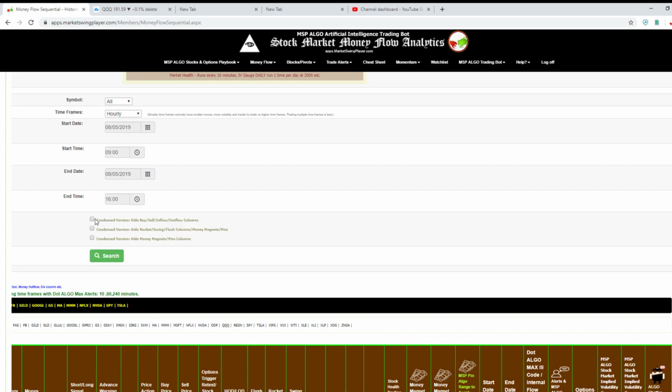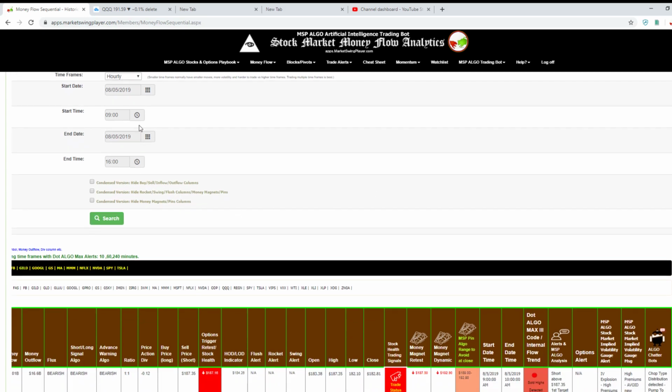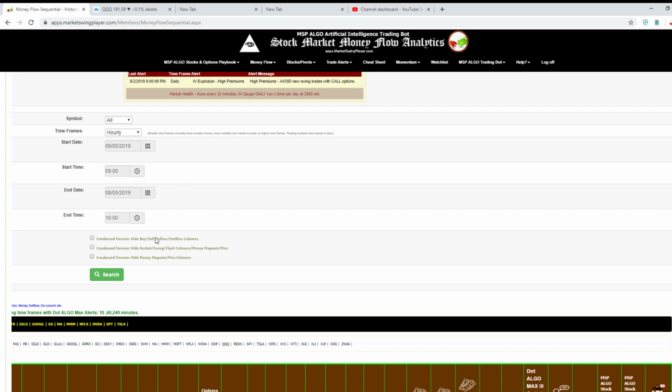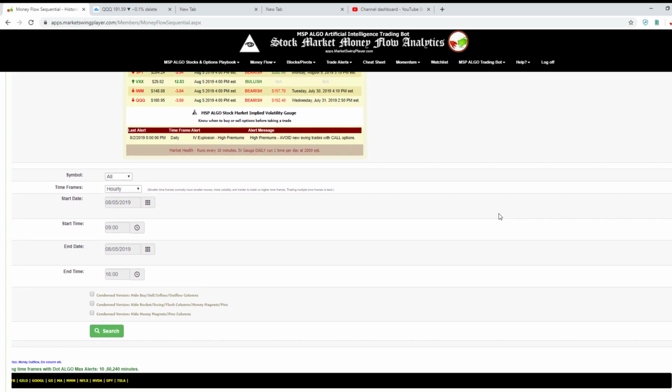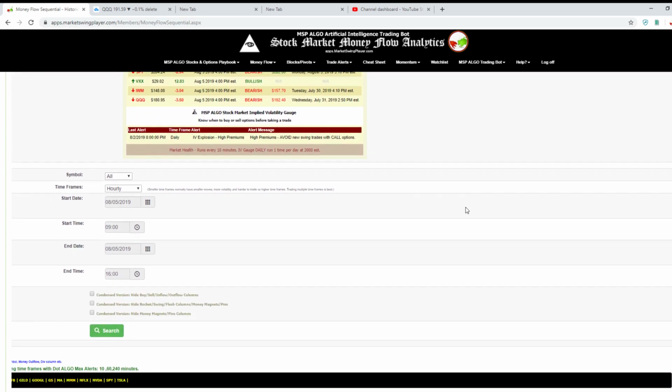Now you could also hide certain columns in order to condense the form a little more. And you search once you have your search criteria. You never want to search the whole day for all the symbols, because it only returns 500 rows, and most likely you're not going to get all of your symbols. So if you are looking for more than one day or something like that, you want to search by symbol.